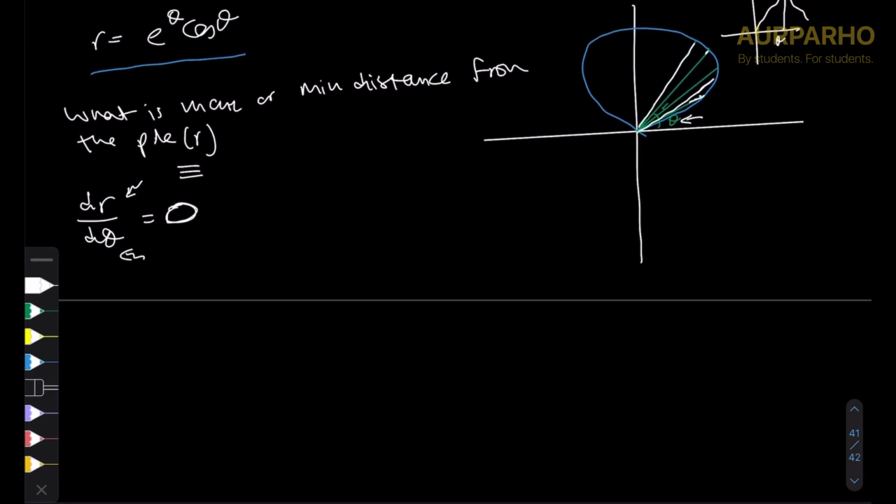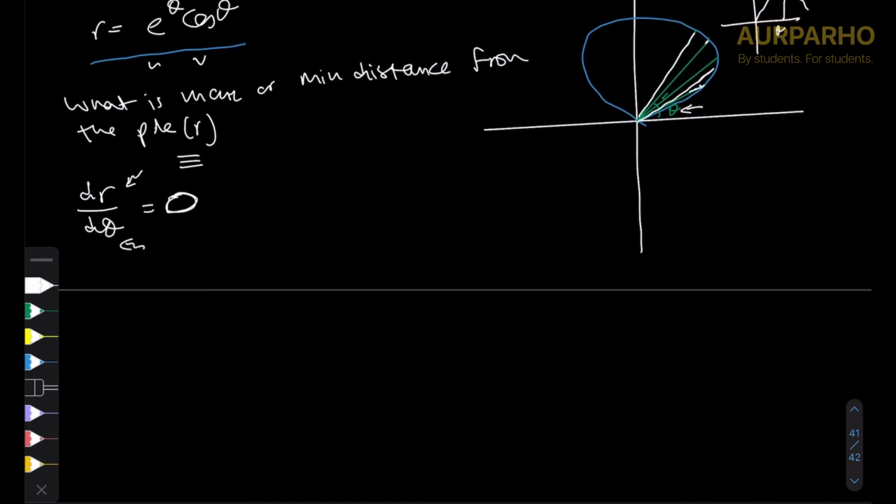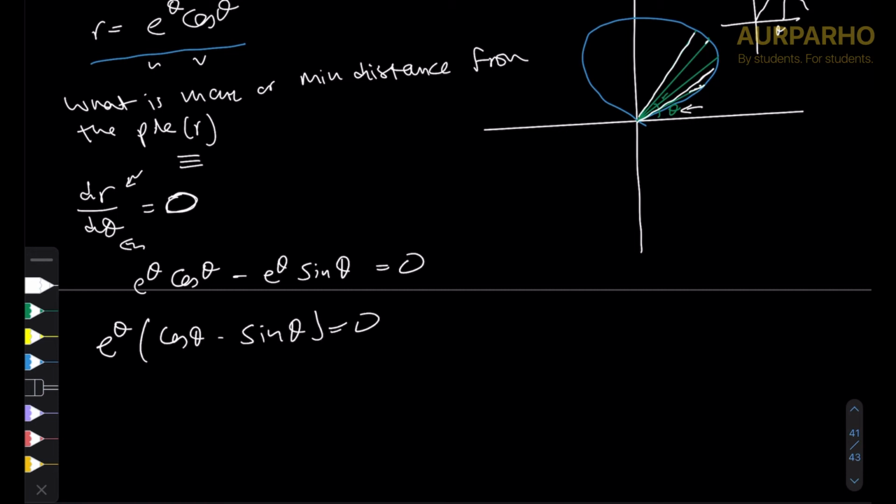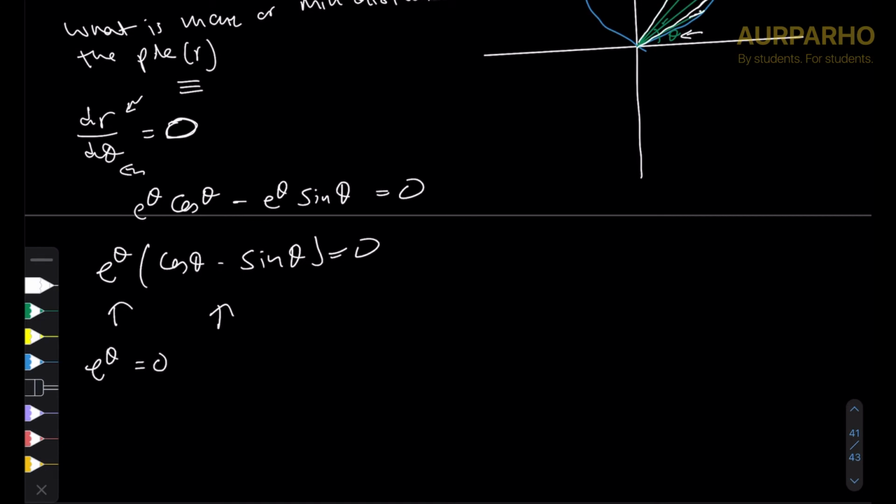So we would take dr/d theta. So what is the derivative of e to the theta cos theta? Let's use our product rule. This is u, this is v. Let's take uv prime plus vu prime, the product rule, sorry. So that would be e to the theta cos theta, right? And derivative of cos theta is negative sine. So negative e to the theta sine theta, and let's set it equal to 0. Let's take e to the theta common. e to the theta times cos theta minus sine theta equals 0. This is 0 when either of these are 0. So e to the theta equals 0, or cos theta minus sine theta equals 0.